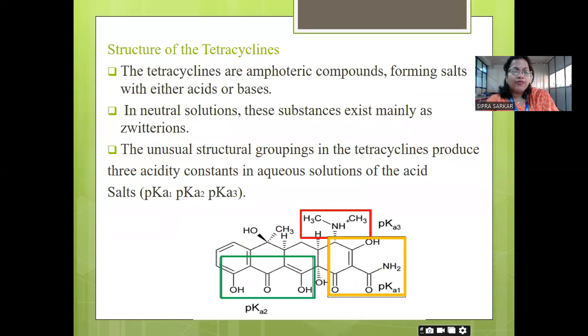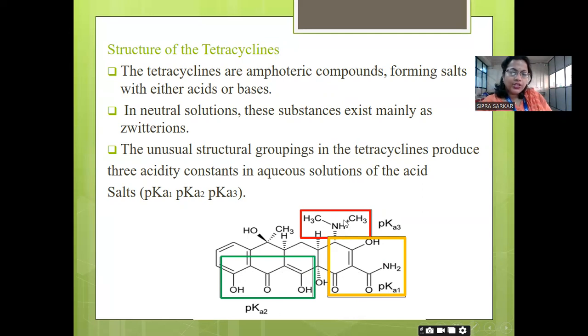Now, the tetracyclines are amphoteric compounds forming salts with either acids or bases because they contain the CONH2 group. In neutral solution, these substances exist mainly as zwitterions, that means they have both positive and negative ions. The unusual structural grouping in the tetracyclines produces three acidity constants in aqueous solution of the acid salts. See, in this position, the yellow box, for this CONH2 group there is a pK1. For these rings, with some hydroxyl and oxygen groups, that's pK2.